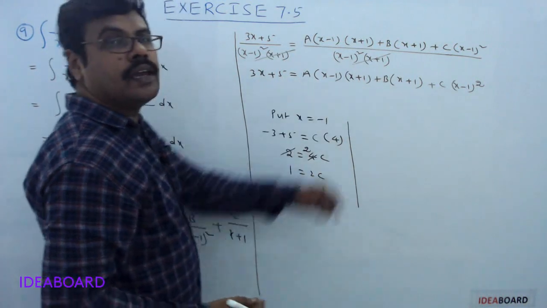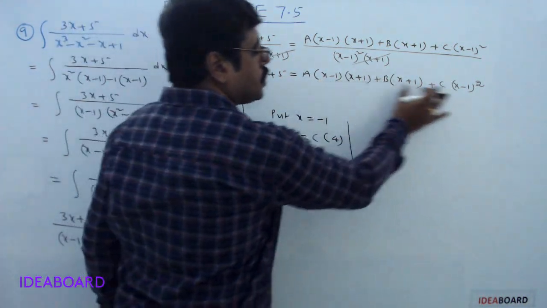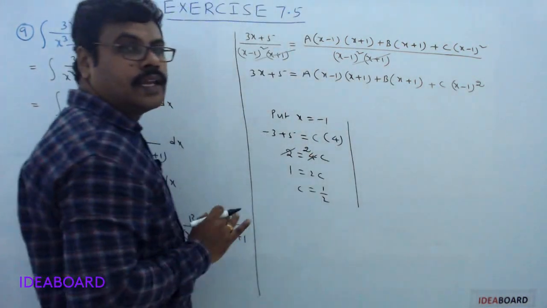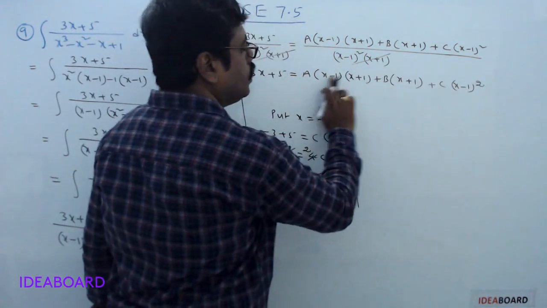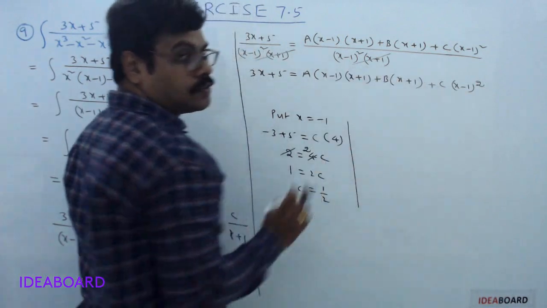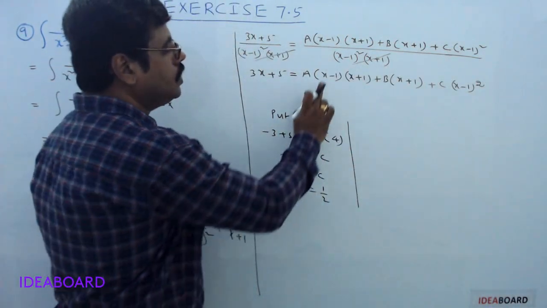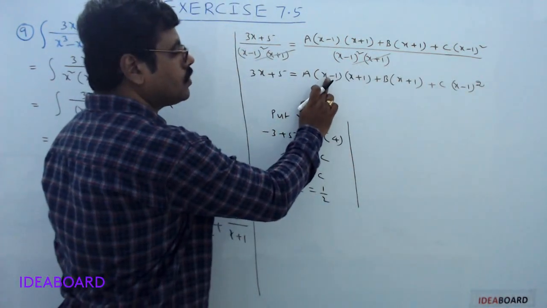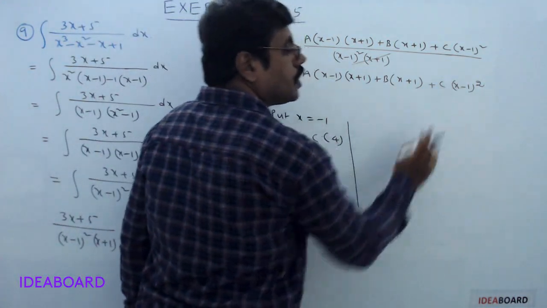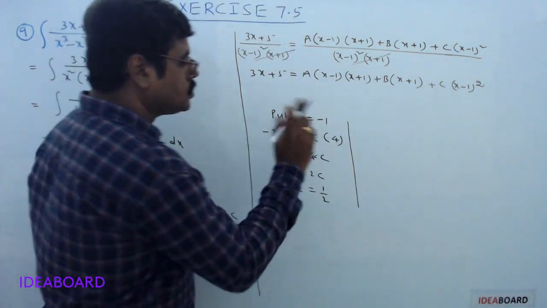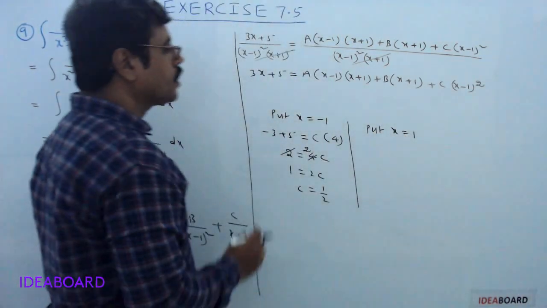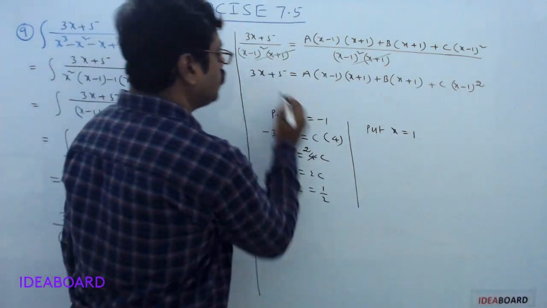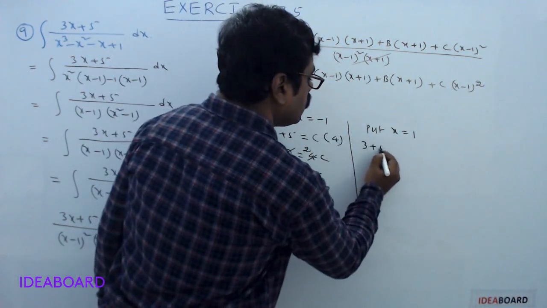To find the value of b, make the first and third terms 0 simultaneously. Now here x minus 1 is the common factor for the first and third terms. If you substitute x equal to 1, then the first term value will be 0, and the third term is also 0. So substitute x equal to 1. By substituting x equal to 1, what about the LHS value?